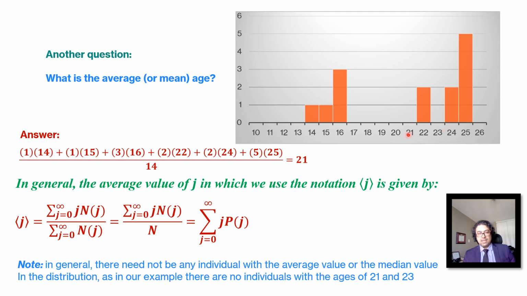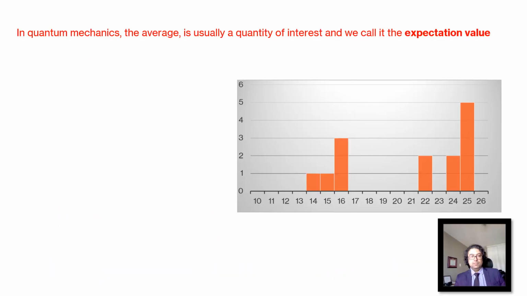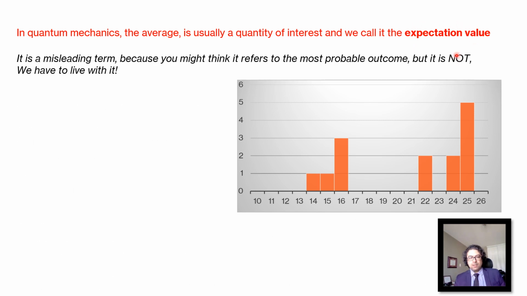Okay, in our example, as we saw, the average value was 21 and the median value was 23, and no student had these ages in our collection. All right. In quantum physics, the average is what we call the expectation value. So in the language of quantum mechanics, the average of a probability distribution is the expectation value. But this is sloppy language because expectation value doesn't mean it's the most probable value. But I guess we have to live with this.